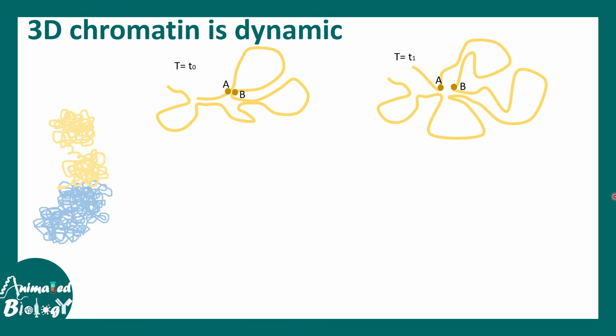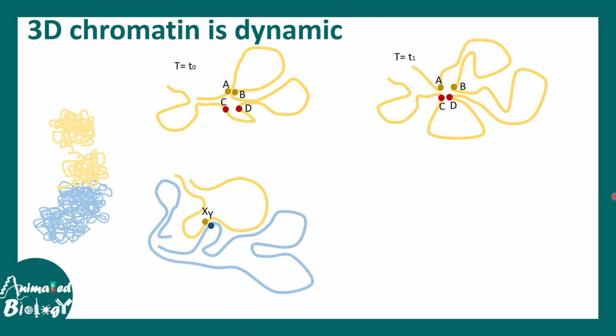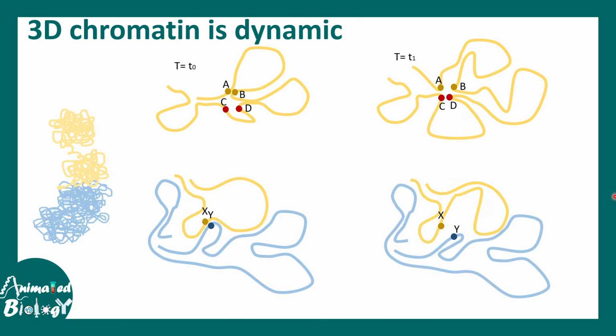Now it's also important to understand that the 3D chromatin is very dynamic. Let's imagine there are two time points. In T0, A and B, these points are close together. In time T1, these points might be separated. In time T0, C and D are far apart, but in time T1, they could come close together. So all these interactions are highly dynamic, and it's not only true for intrachromosomal dynamics, but interchromosomal dynamics could be highly vibrant in terms of interacting with each other. For example, X and Y, these are part of two different chromosomes. They are interacting at time T0, but at time T1, look at them, they are separated out.